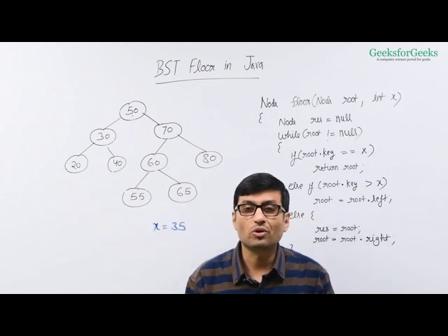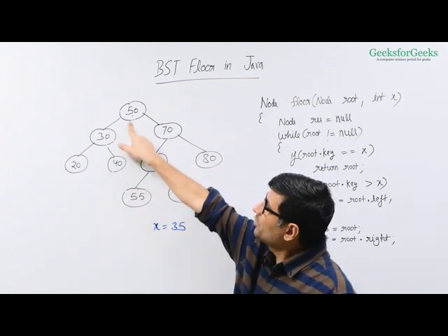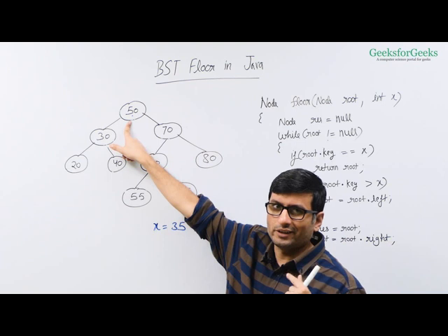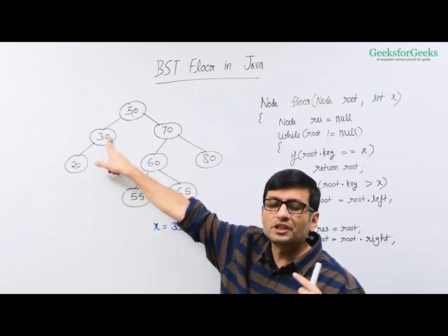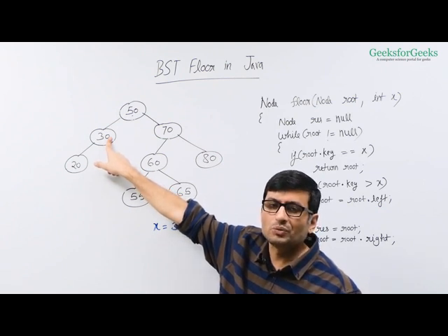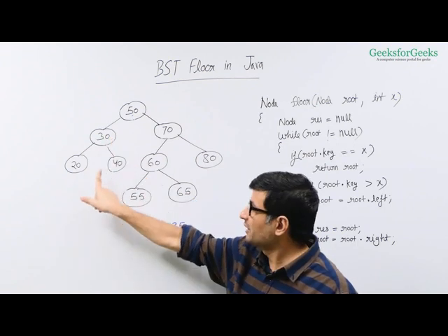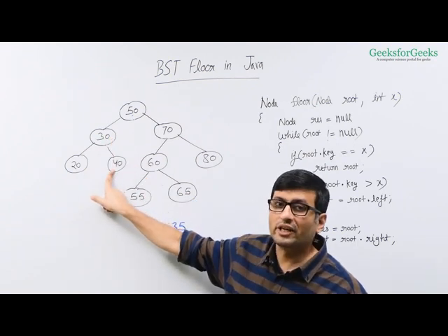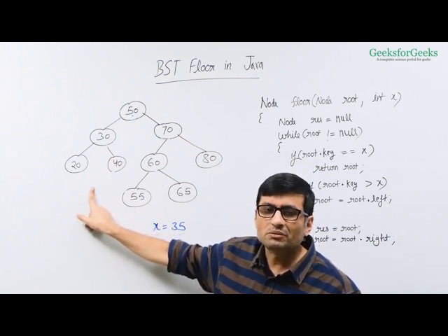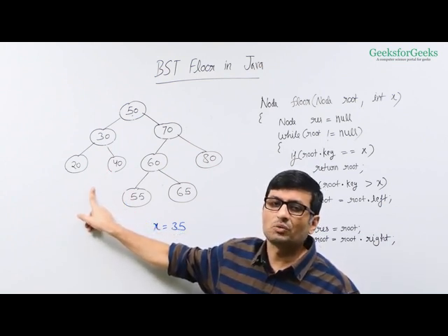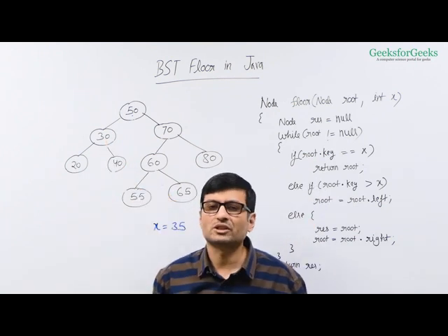Let us do one more dry run for this value 35. We begin with the root. We see that root is greater, so we go to the left side, right? We make this root. We see that root is smaller, so we update our result as this 30 and we go to the right side. We see that root is greater, so we go to the left side. And now root becomes null, so we stop. So what was our result? Our result was 30 and we return a reference of this node 30.